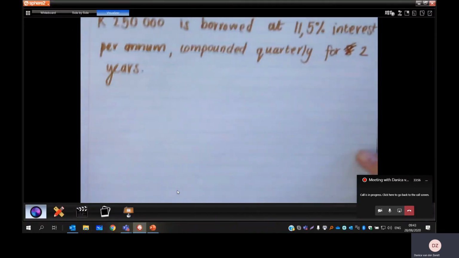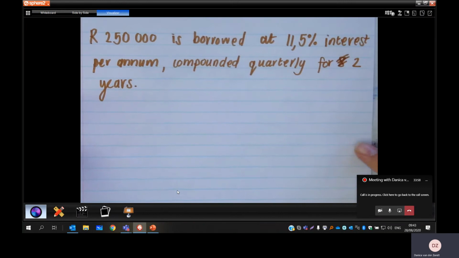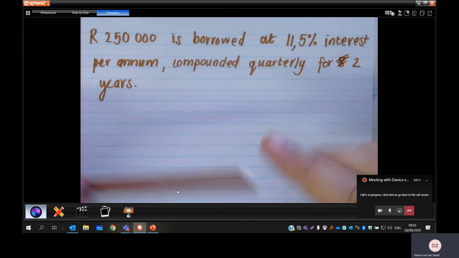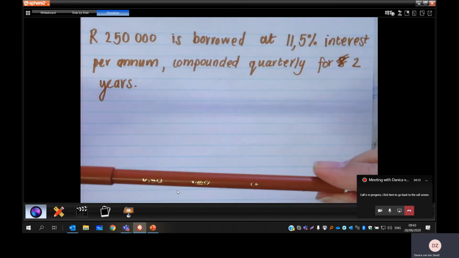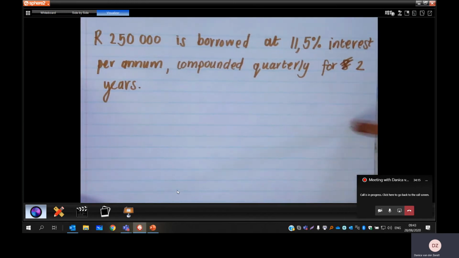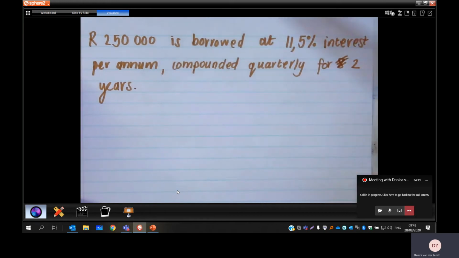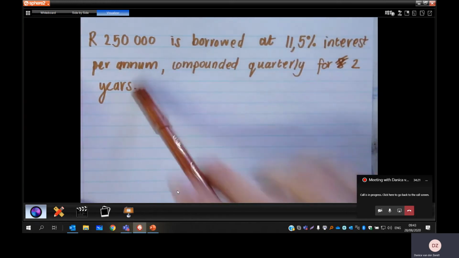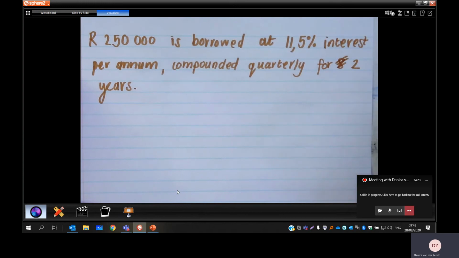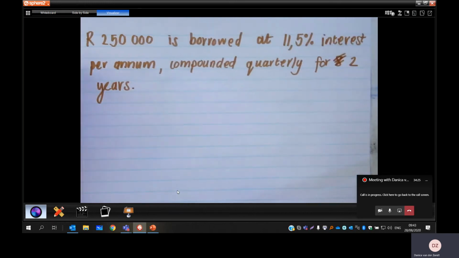Okay, so here is my question, okay? And this is something that I would keep for grade 11, but I will put 1 or 2 into your worksheet next week so that you can practice. Now, when I have a question like this, let's first read it. It says 250,000 rand is borrowed at 11.5% interest per annum, compounded quarterly for 2 years.